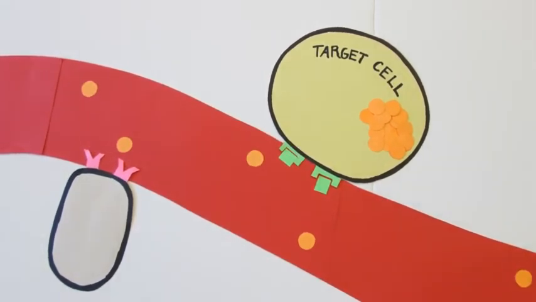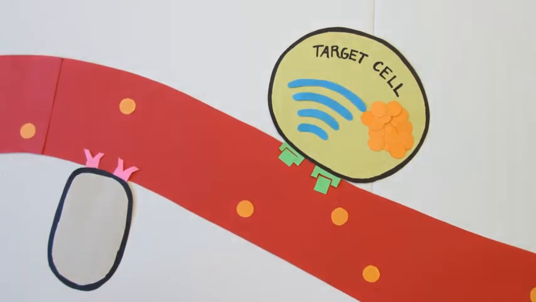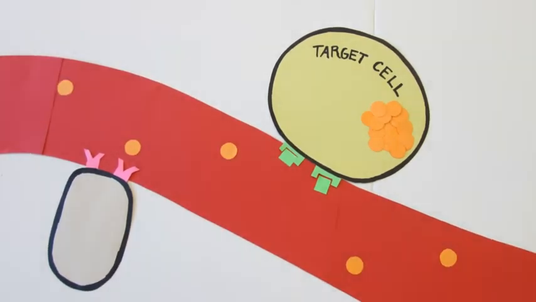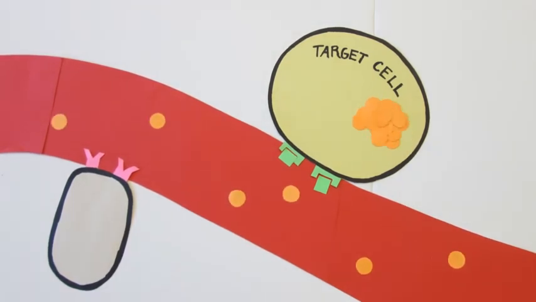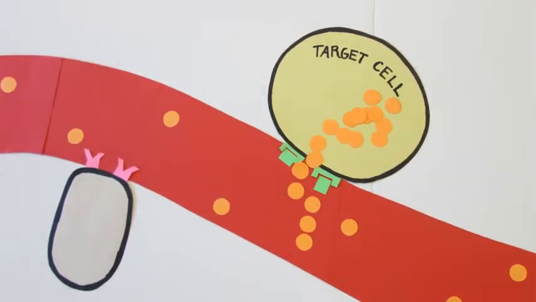When a hormone binds to a receptor, the receptor sends a signal throughout the cell. Just like a megaphone amplifies the volume of a person's voice, a hormone's message is amplified inside the cell. This signal goes a long way. Just a few hormones can induce great change.